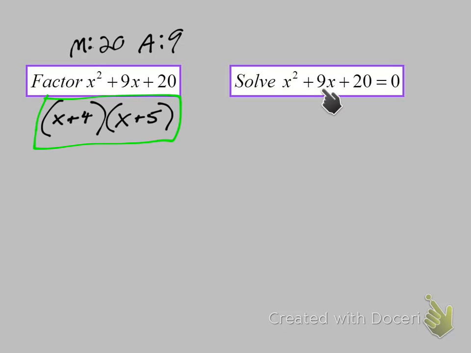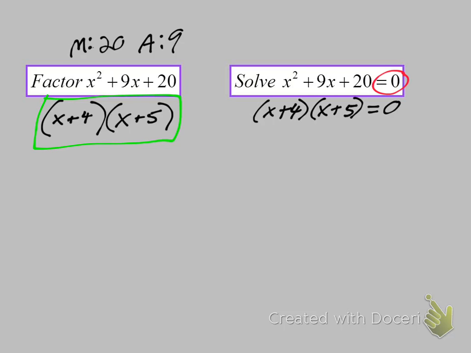This one over here says solve. Your process to do it is the exact same way. You still figure out your multiply number is 20, your add number is 9, and you get your two factors, which are x plus 4 and x plus 5. Nothing changes there. Except now you have to tag along this equals 0.